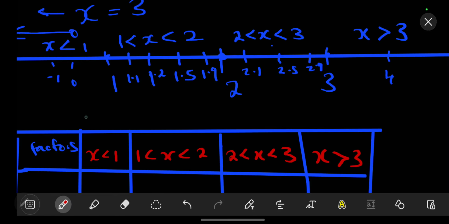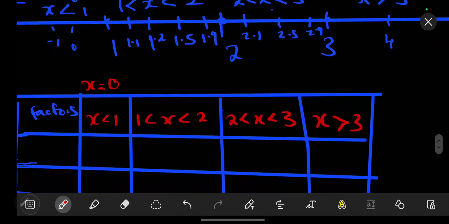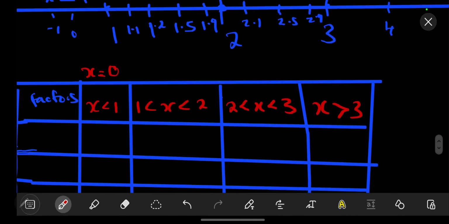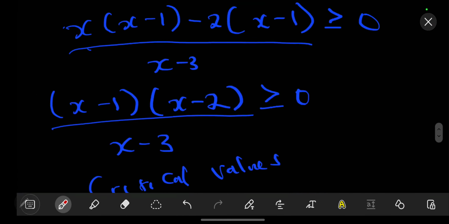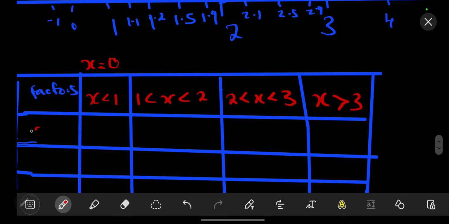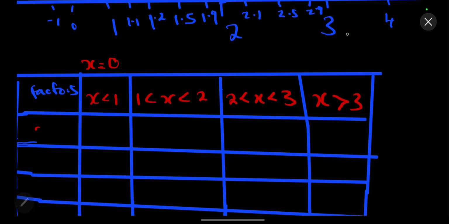So when x is less than 1, it could be x equal to 0. A value that is less than 1 could be 0, it could be -1, whatever value you want to use. Now from 1 to 2, as you can see, between 1 and 2, the values that could be there include 1.1. So let's fill in first our factors. Our factors are x minus 3, x minus 2, and x minus 1.